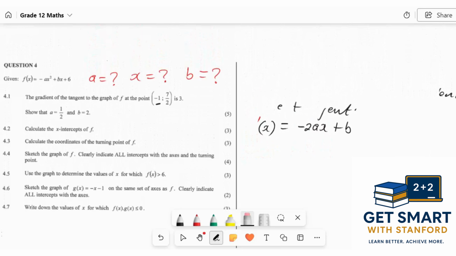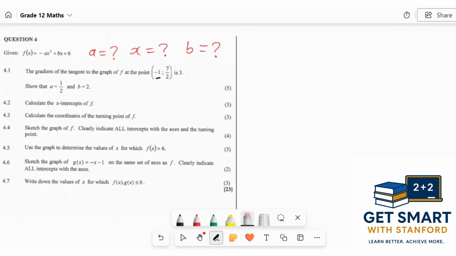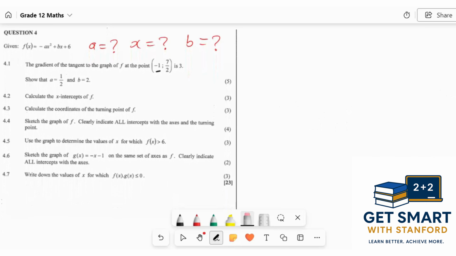So now let us erase everything here and see if we can go on to solve the second one. Okay, the second one here says calculate the x-intercepts of f. So we're calculating the x-intercepts of that function.